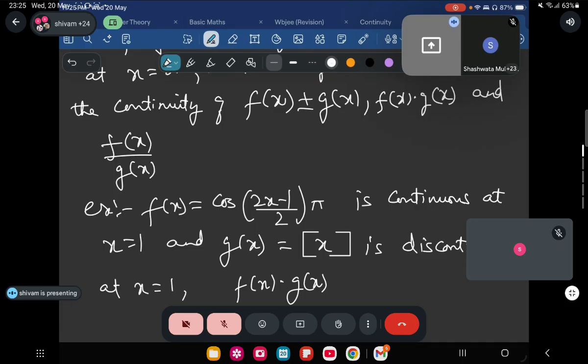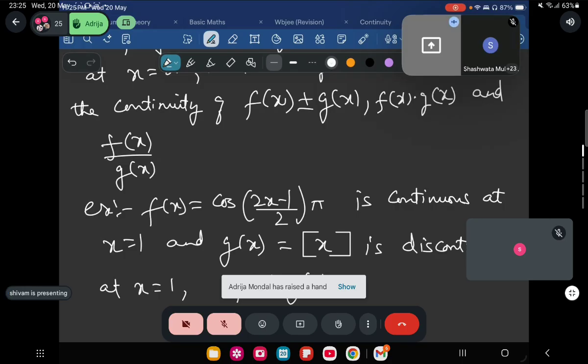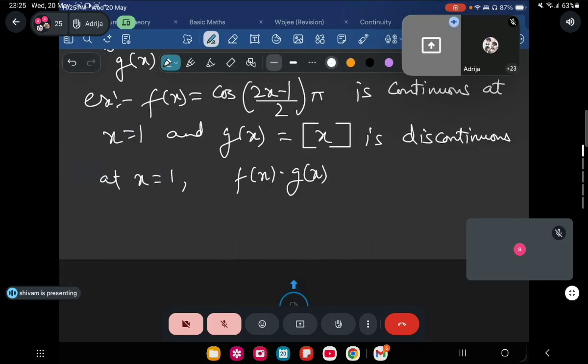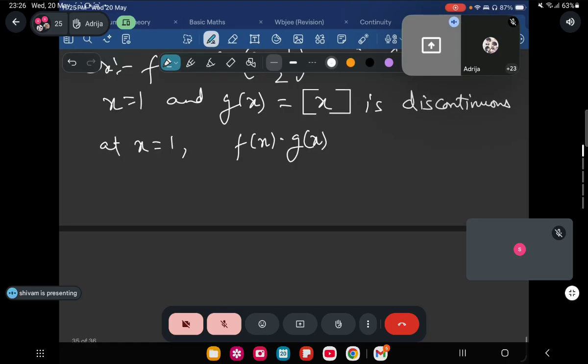F of x is equal to cos of (2x minus 1) by 2 into pi, continuous at x equal to 1. G of x is discontinuous at x equal to 1. You have to tell me whether their product is continuous or not. Raise your hand. Yes, Aditya, tell me. Is it continuous? Yes, sir. Okay.